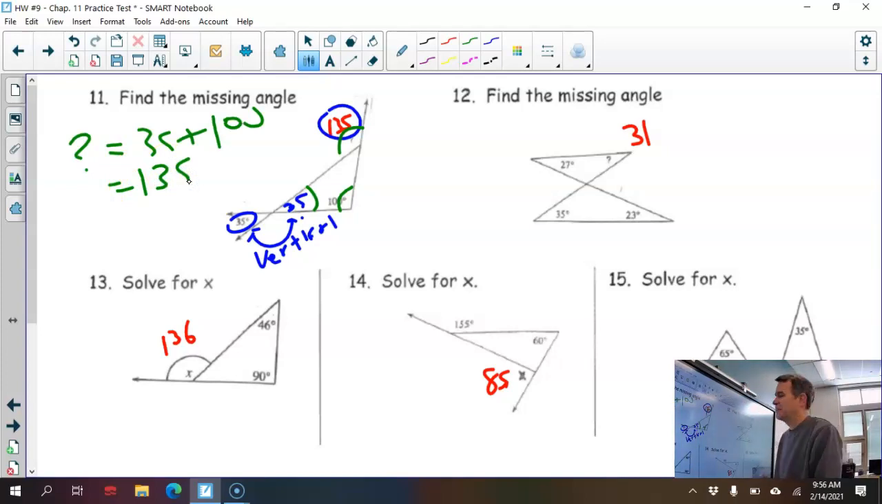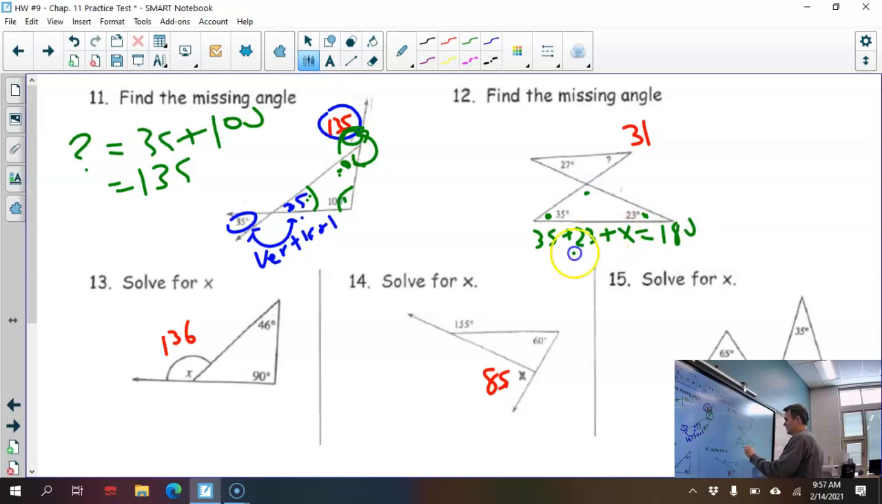Now, if I don't see that, which some people don't, I could get this angle by using the 3 angles in the triangle. And then I could get the question mark by using these 2 angles, make a linear pair, right? All right, in problem 12, the first angle I'm going to get is this one because these 3 angles in a triangle have to add up to 180, right? So 35 plus 23 plus x equals 180. That would be 58. And so that would be 122.